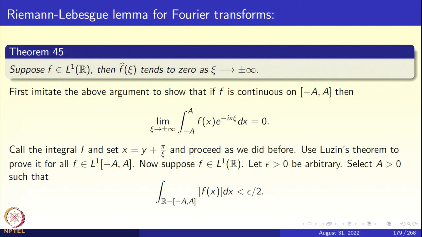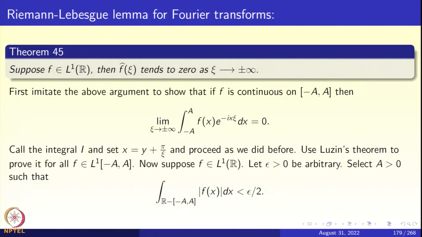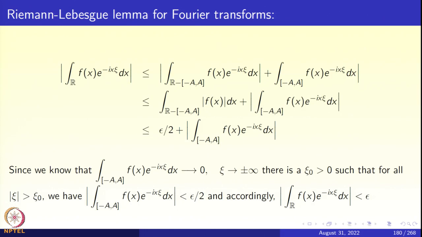Now, let's assume that f is in L1 of R. Remember that if a function is Lebesgue integrable, then given any epsilon greater than 0, you can take a large interval minus a, a such that outside the large interval, the contribution of the integral is terribly small. So the integral of mod f(x) dx outside the interval minus a, a is less than epsilon by 2. So now we need to only worry about the closed interval minus a, a. So let's see how to deal with the closed interval minus a, a.